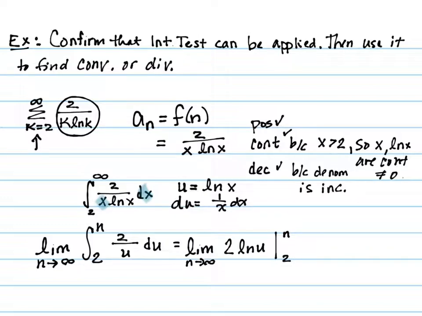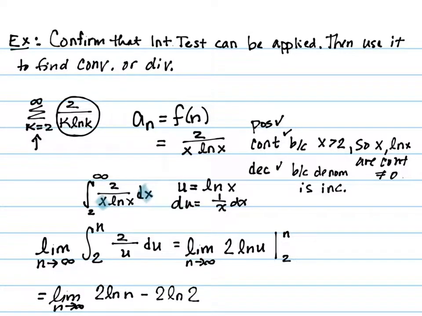So we will evaluate this at the n. So we have still the limit as n goes to infinity. This will be 2 ln n. Maybe we shouldn't have chosen n. Sorry about that. And then minus 2 ln 2.